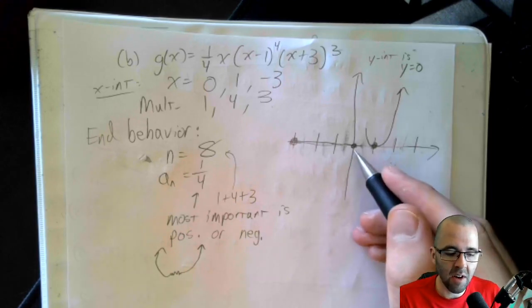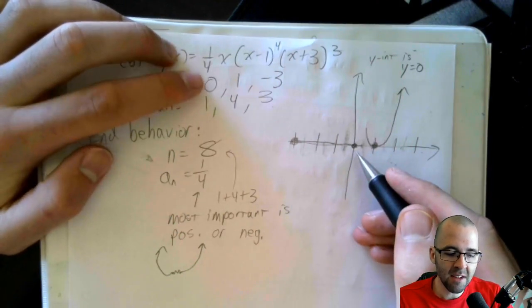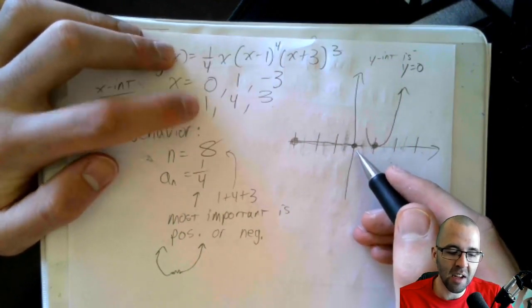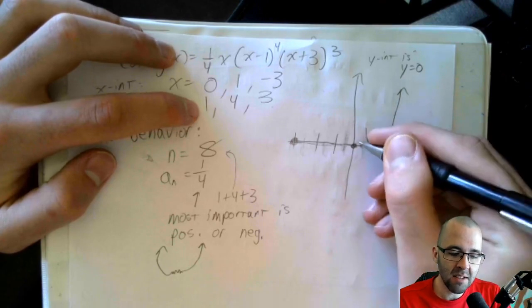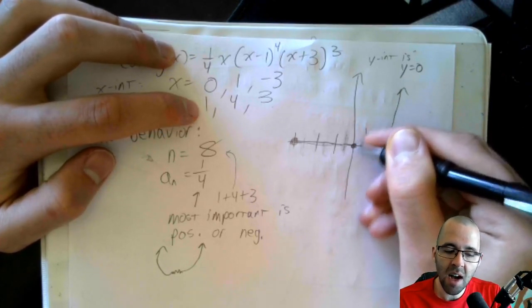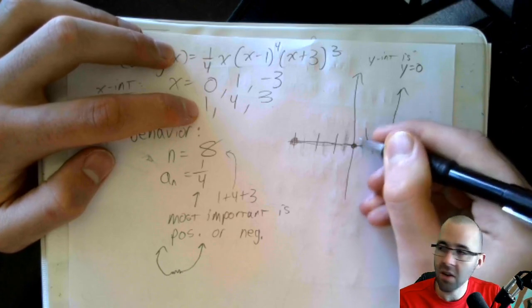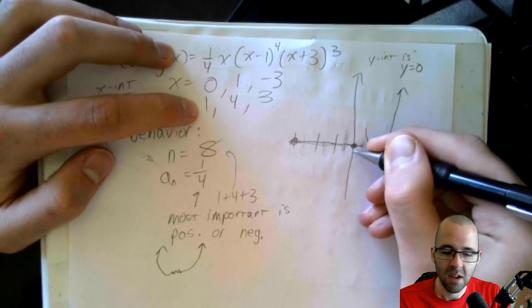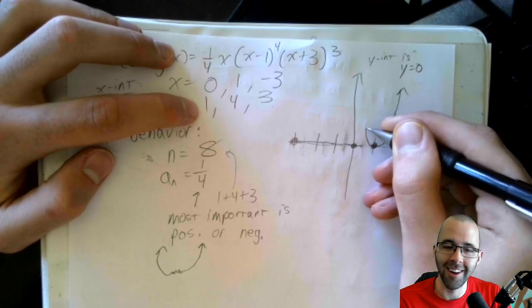All right, let's look at this 0. That's the x-intercept of 0. It has multiplicity of 1. So it means we have to cross like a line. And we know that we cross up, not down. We know it crosses up because it's got to get to here.